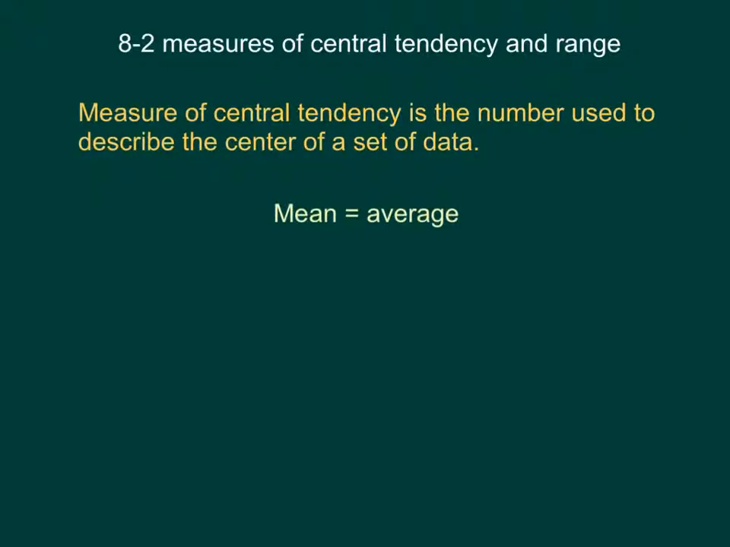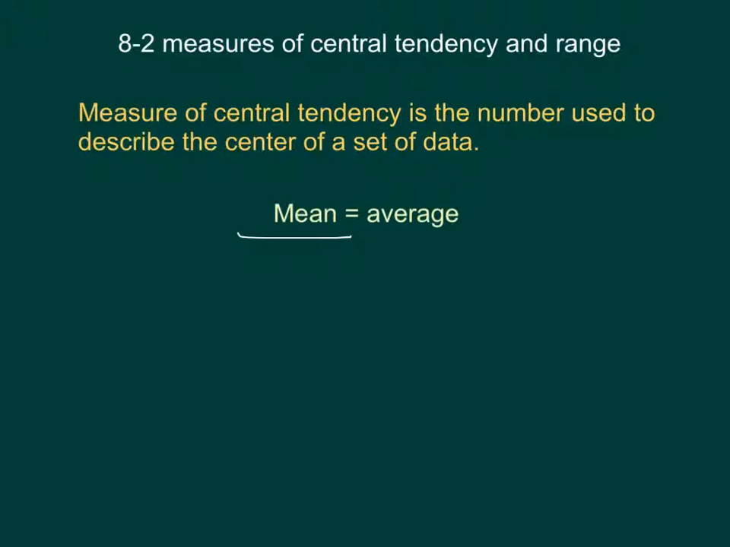Lesson 8-2, Measure of Central Tendency and Range. A measure of central tendency is the number used to describe a set or a center of data. So the first word of a central tendency that we're going to learn is mean. When you hear the word mean, this does not mean angry, this means average.